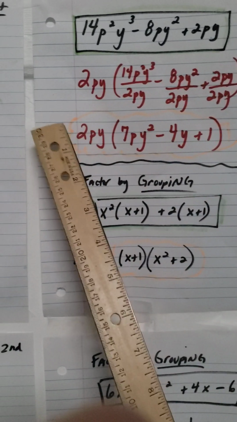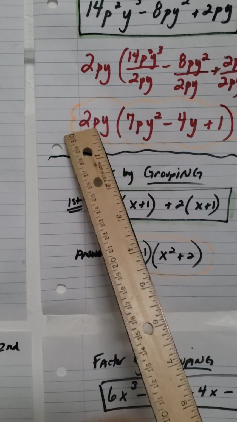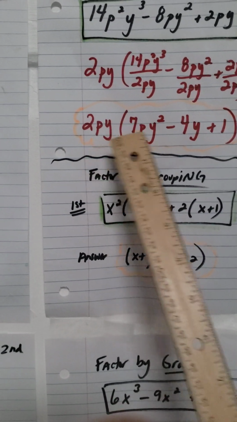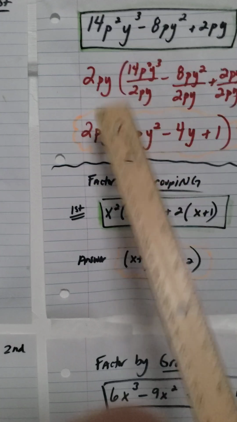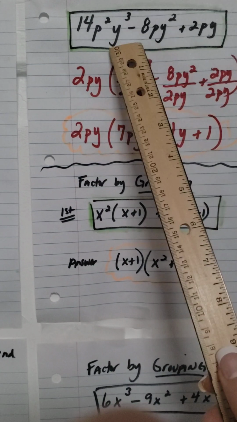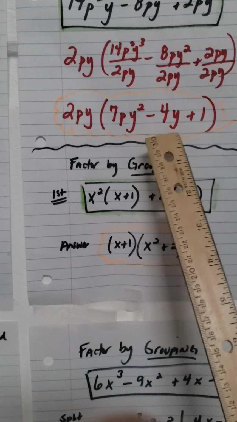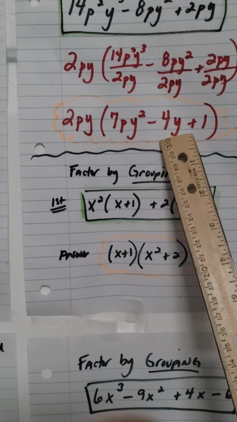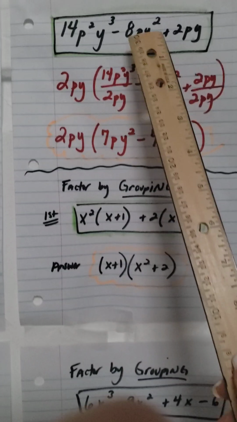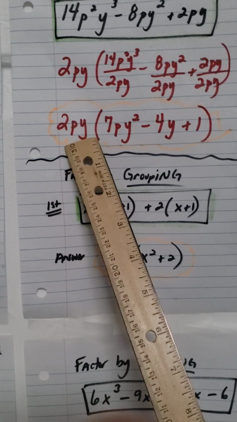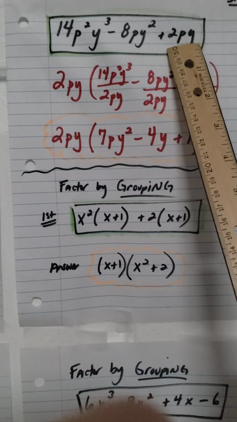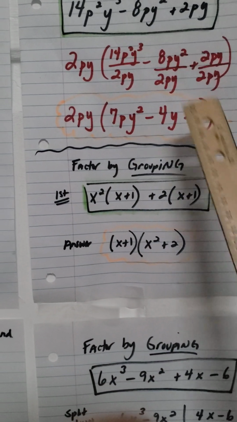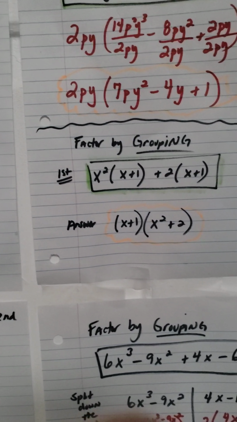You should be able to multiply it back. 2 times 7 is 14. P to the first times P to the first would be P squared. Y to the first times y squared is y to the third. 2 times negative 4 is negative 8. P times, well, it would just be a P. And then y times y, when you multiply them, it would be y to the first times y to the first, which would be y squared. And 2py times a positive 1 is a positive 2py. Okay, so this is the answer here. All right, so this is where they say factor, but it's factoring out the greatest common factor.